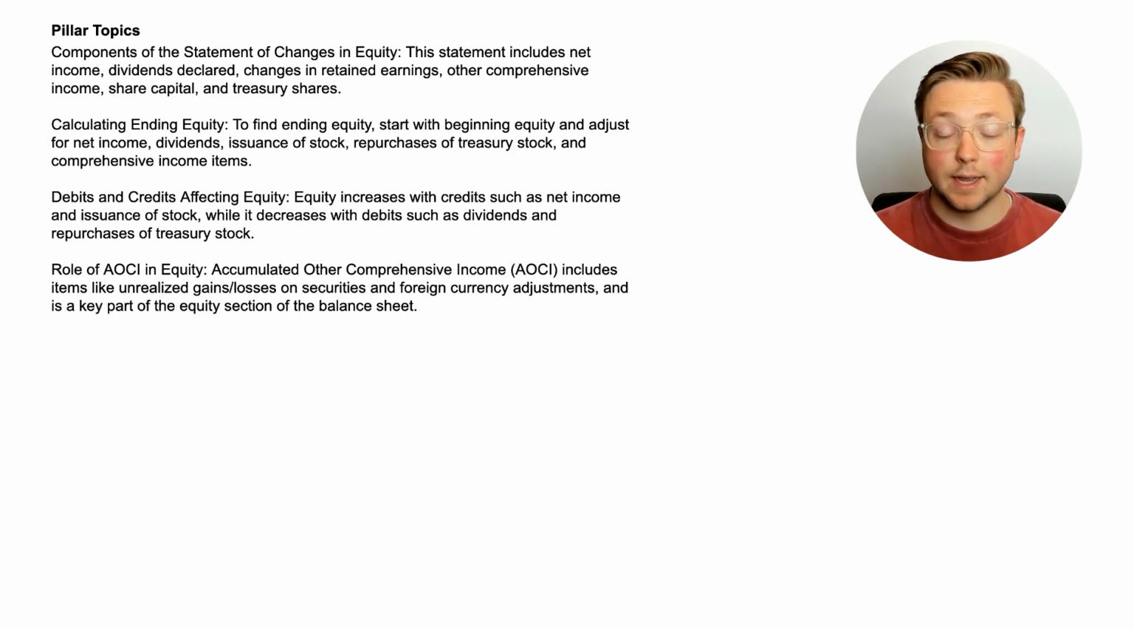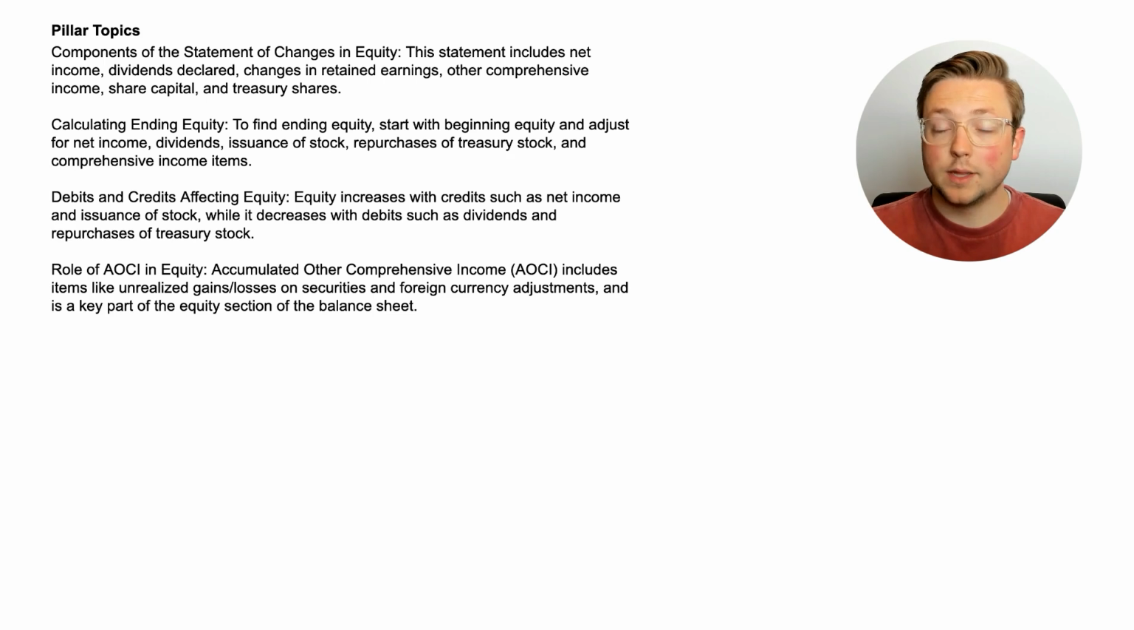To find the ending equity, we start with the beginning equity, pretty simple, and then we adjust it for those things we just talked about. We adjust it for the net income, the dividends declared, issuance of stock, repurchase of treasury stock, comprehensive income items, and as far as how equity looks, you increase it with credits, and so that would be a credit of net income, a credit of issuance of stock, but you would decrease it with debits. So that would be a debit of dividends paid or a debit of repurchases of treasury stock.